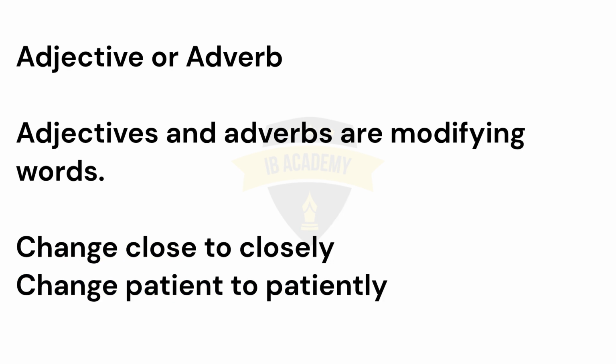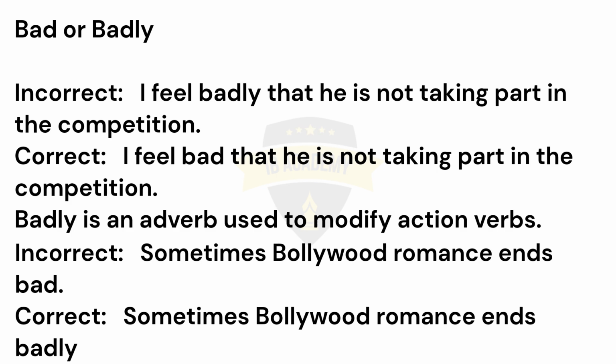Adjective or adverb. Adjectives and adverbs are modifying words. Many adverbs are formed by adding the suffix ly at the end of an adjective. Change close to closely. Change patient to patiently. Let's see how to use them in a sentence. Bad or badly. Incorrect: I feel badly that he is not taking part in the competition. Correct: I feel bad that he is not taking part in the competition.